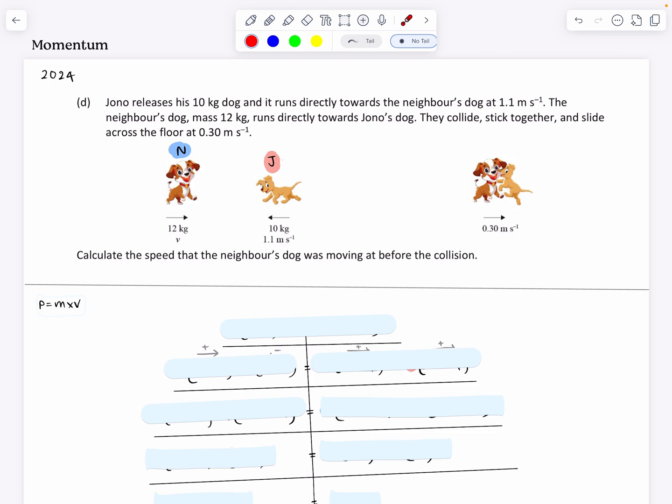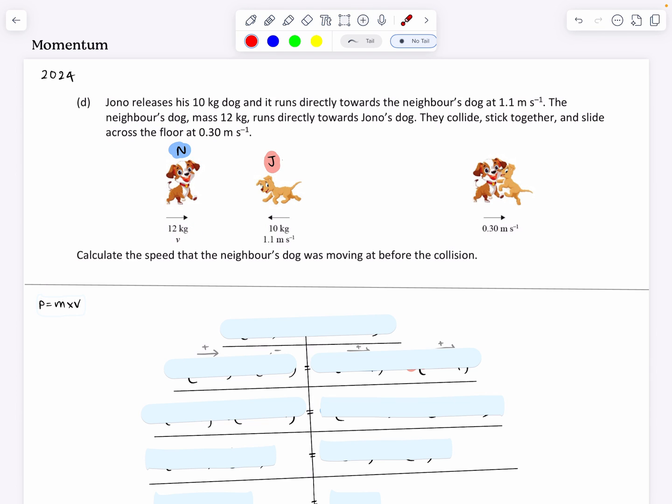This is 2024. Here we have Jono. He releases his 10 kg dog and it runs directly towards the neighbour's dog at 1.1 meters per second. The neighbour's dog has a mass of 12 kgs and runs directly towards Jono's dog. They collide, stick together and slide across the floor at 0.30 meters per second. We need to calculate the speed that the neighbour's dog was moving at before the collision.